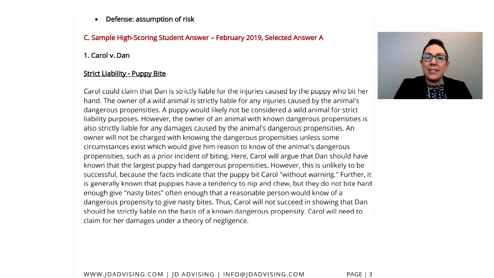So moving into the analysis, this student states, here, Carol will argue that Dan should have known that the largest puppy had dangerous propensities. However, this is unlikely to be successful because the facts indicate that the puppy bit Carol without warning. So notice how this student is analyzing both sides of the issue. Carol will argue that it was unreasonably dangerous, it had dangerous propensities, it was the largest puppy. On the other hand, Dan will respond by saying that this puppy had never done anything like this before, so how could he have possibly known this could happen?